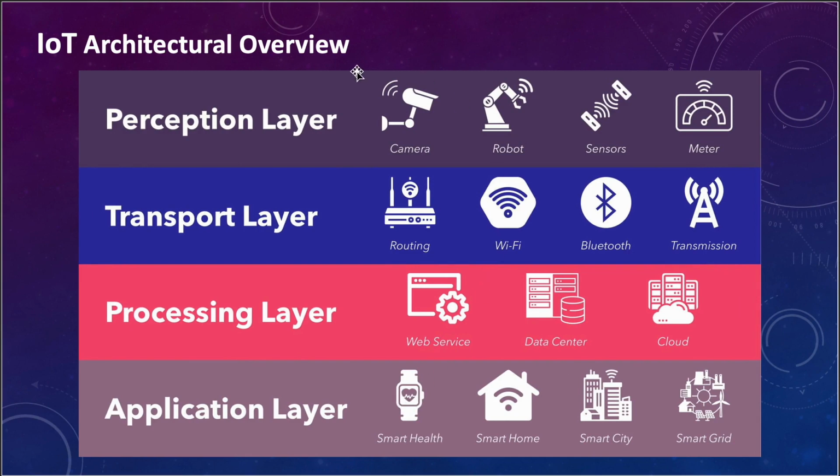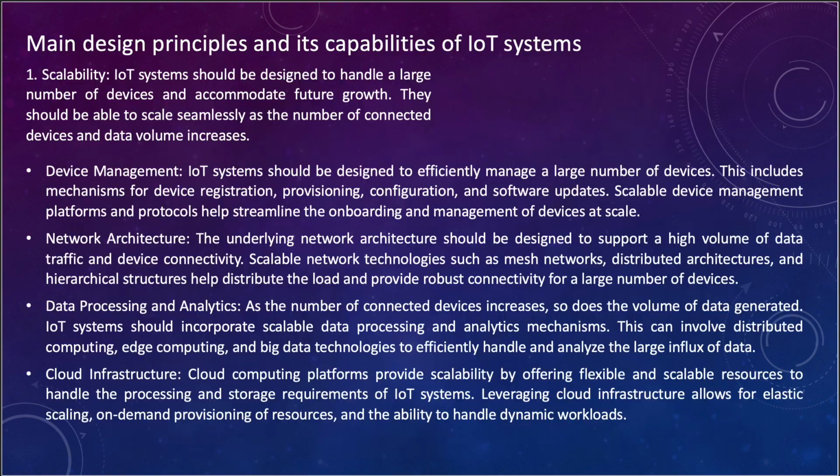Then we learned about the architecture which creates the value chain, right? And the 4 layers of that. Then what we are now learning is, when you create the architecture, what are the properties that define an IoT system, the capabilities of an IoT system, and the design principles of an IoT system.